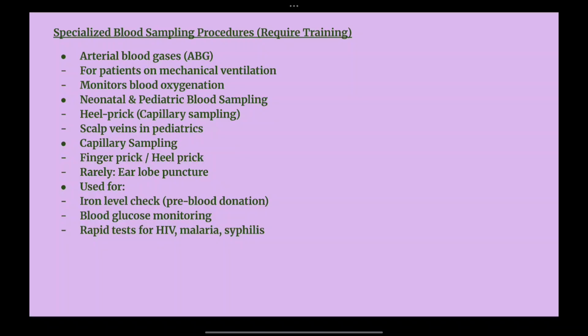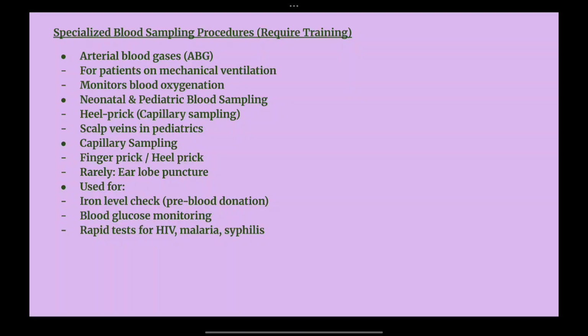Now, the specialized blood sampling procedures are the procedures which require training and cannot be performed by a common healthcare person. It should be done by a doctor or a practiced trainee who knows how to do the sampling. So there are three different types of blood sampling which require training and cannot be done by an amateur person.